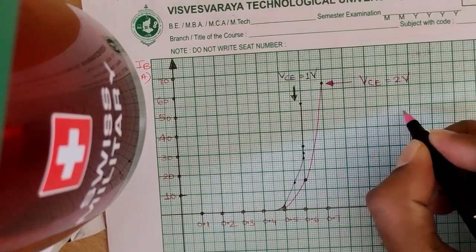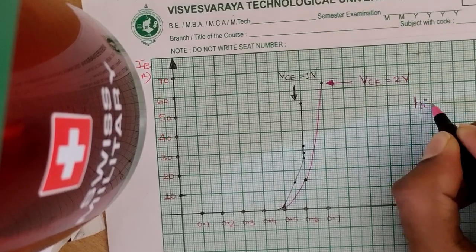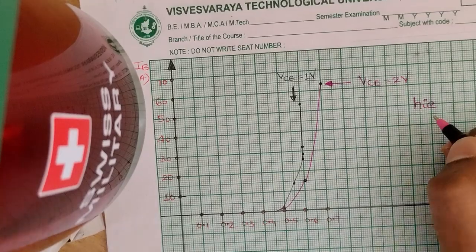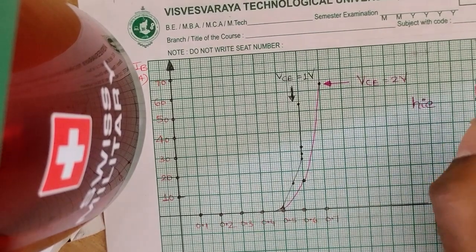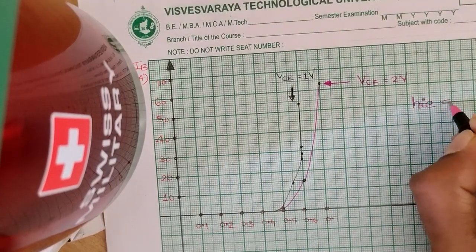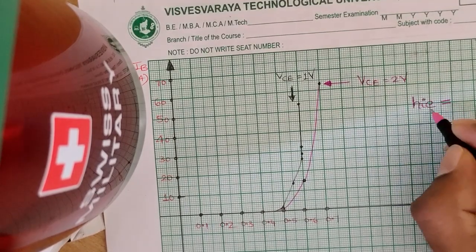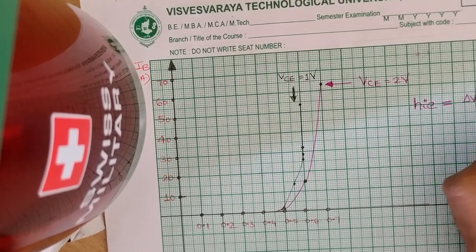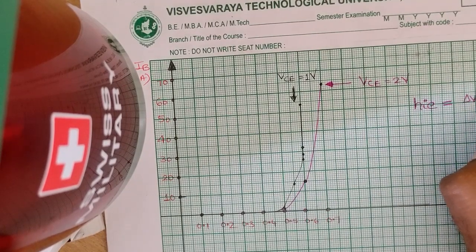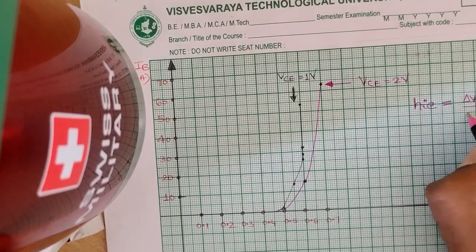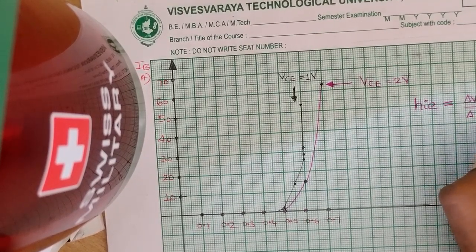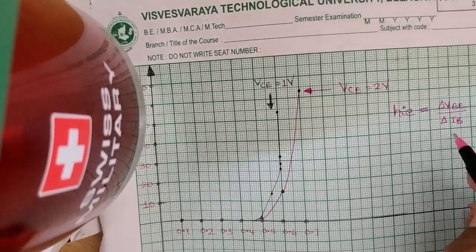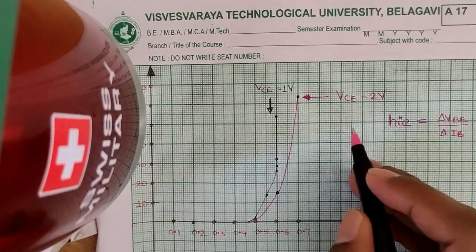All right, so first of all let me write down the H parameters. Firstly we have HIE. Why HIE? That's because we are considering common emitter configuration. So HIE is equal to, basically the unit is resistance, hence it is small change in the input voltage, VBE, to the corresponding change in the input current. So it is delta VBE divided by delta IB. So that's your HIE.